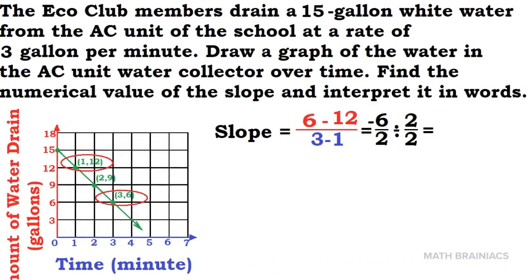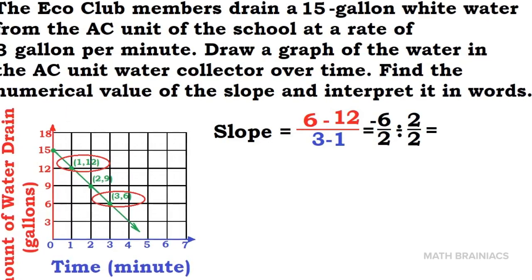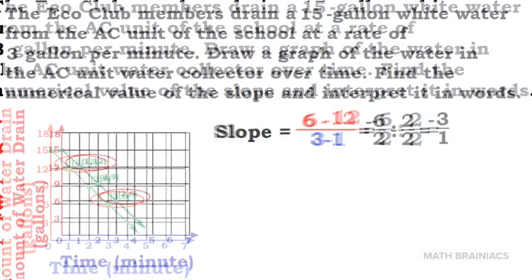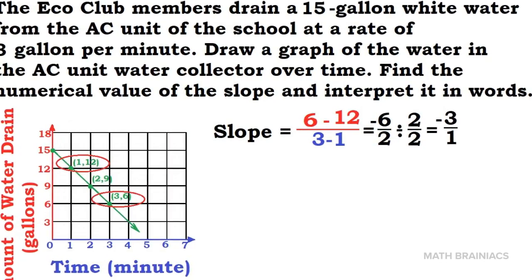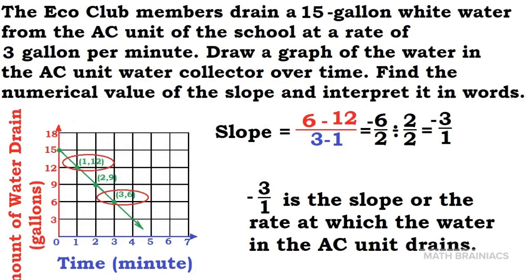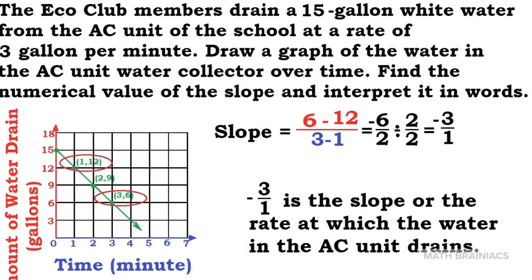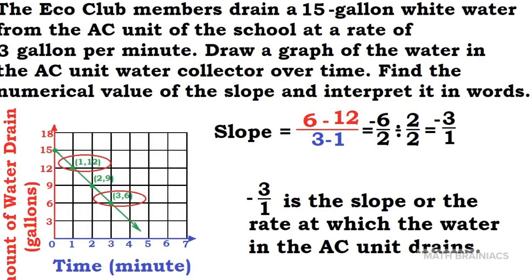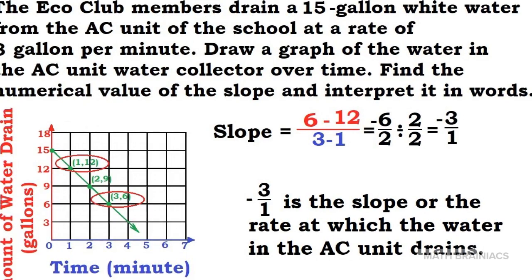The common factor of 6 and 2 is 2. Therefore, we are going to divide both the numerator and denominator by 2. And it will give us negative 3 over 1. Negative 3 over 1 is the slope or the rate at which the water in the AC unit drains. I want you to notice that if the slope is negative, the line is going down.